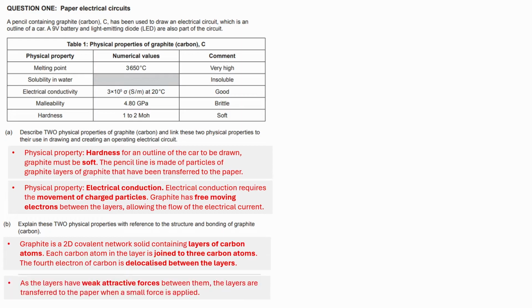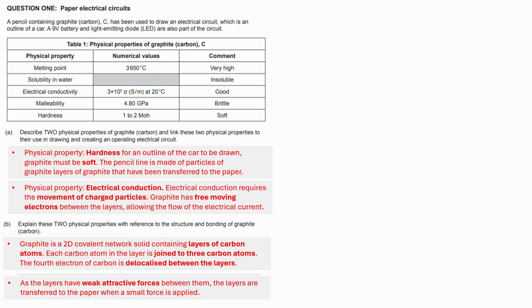Okay, so we've given the structure of it, and we've said it's got delocalized electrons. The next thing is the layers have weak attractions between them. So when we rub the bottom of the pencil against the surface of the paper, the layer is going to just rub off or come off, and we're going to make a line of these layers of graphite.